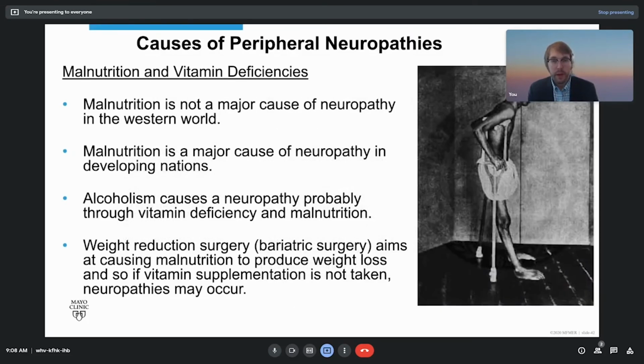Another common type of peripheral neuropathy across the world is malnutrition and vitamin deficiencies. And you can see on the right-hand side of this slide that there's a man here who has a lot of weakness in his legs. He has foot deformities from all the muscle loss in his legs. And he has a thiamine deficiency, which is called beriberi.